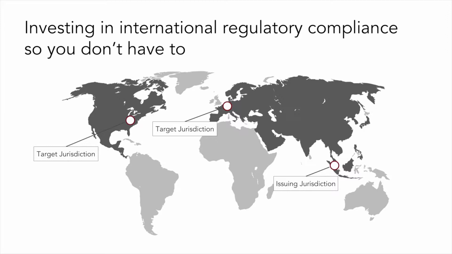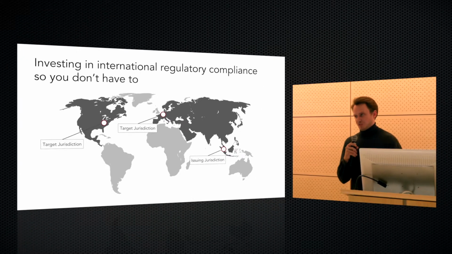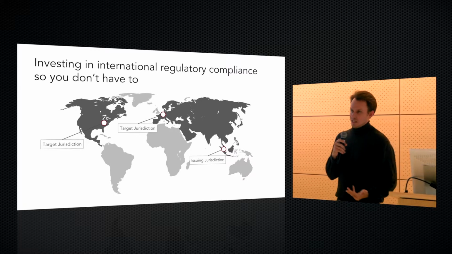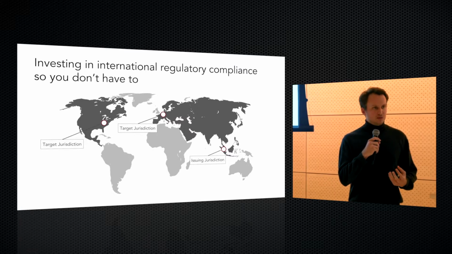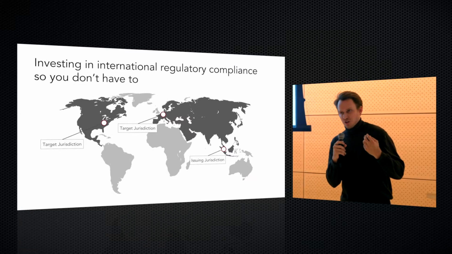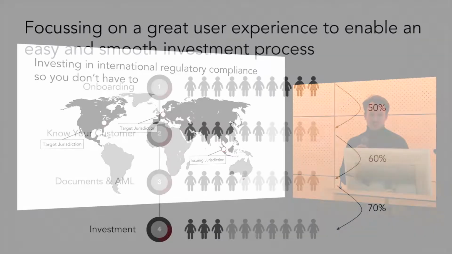So what we do is we take a look at the international jurisdictions and see where you want to issue your token. For example, you could issue your token in Singapore. So this is the issuing jurisdiction. Then you also want to take a look at which jurisdiction you want to target. So if you want to translate your white paper into Russian, you might want to know a little bit about Russian regulations to be able to actually offer that in Russia. So that is what we heavily invest in.